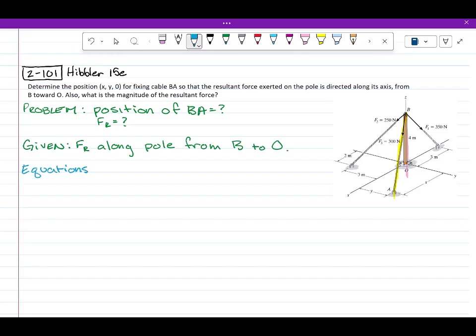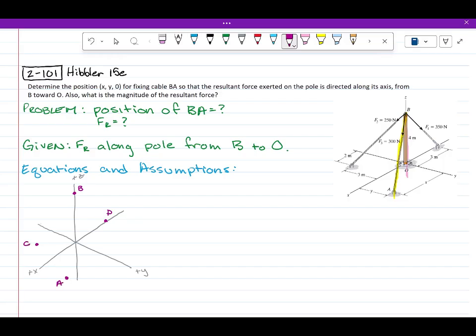To begin, I'm going to write the equations and the assumptions, and let's first start with a force diagram. On our force diagram, we have our three connections moored at A, C, and D, and then we have them intersected at B. So we first have our F1 from B to D at 350 newtons. Then we have F2 from B to C at 250 newtons. And then we have F3 from B to A at 300 newtons.